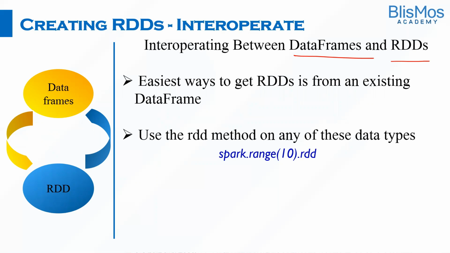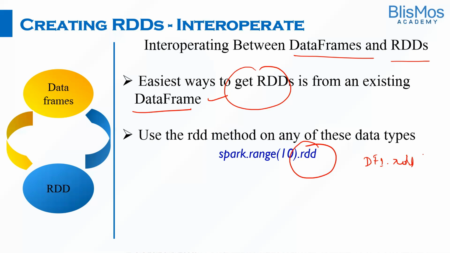It is one of the easiest ways to create an RDD from an existing data frame. If you have a data frame already, we can create an RDD by using the rdd method. So easy. Let us say the data frame name dot rdd, and your RDD is ready. Isn't that simple?